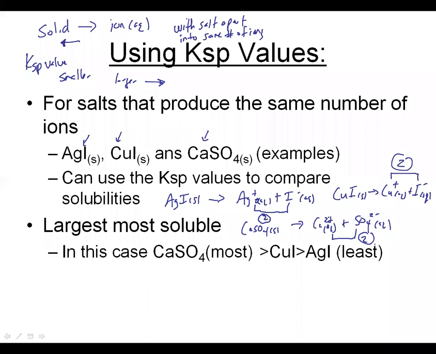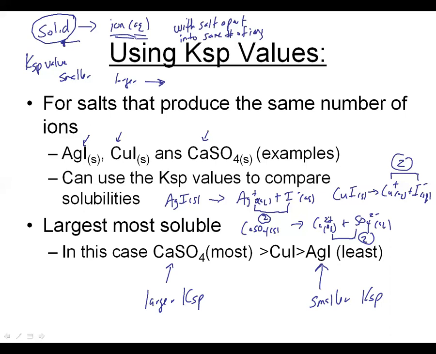That would mean that silver iodide should have the smaller Ksp value. I don't know off the top of my head, but if you look back at that table, this one should have the smaller Ksp value. A smaller Ksp value means we would have more reactants and more solid, and thus be less soluble than calcium sulfate, which would have the larger Ksp value. Again, a larger Ksp value means we would have more products at equilibrium, and thus more ions in solution and be more soluble.